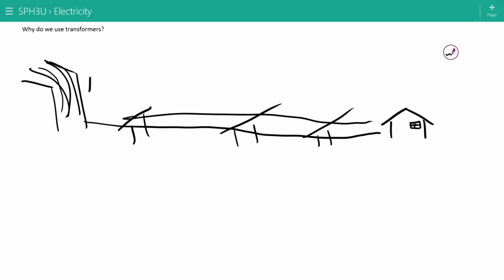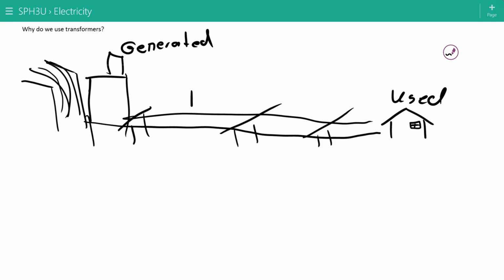So here's the little power plant. I guess I'm sort of drawing something that looks more like a coal burning plant, even though I obviously have drawn a waterfall and that's supposed to be a hydroelectric plant, whatever. This is where the power is being generated. And this is where it's being used. And these then are our transmission lines.